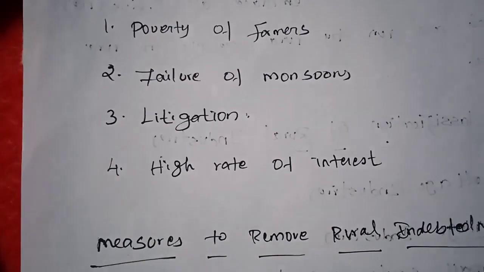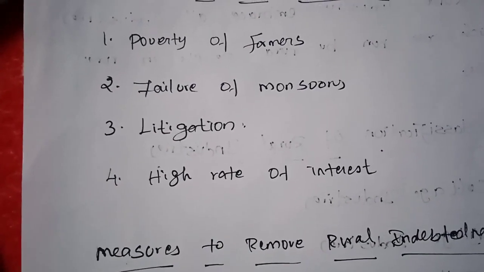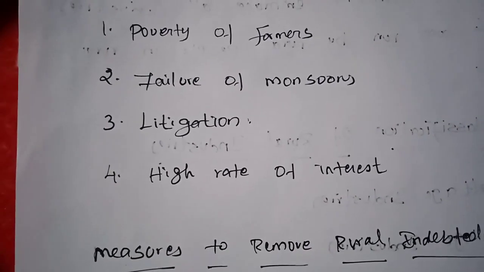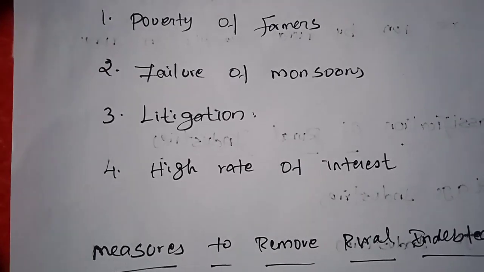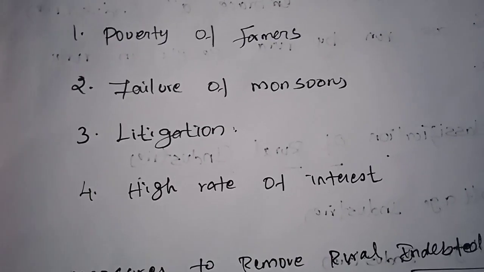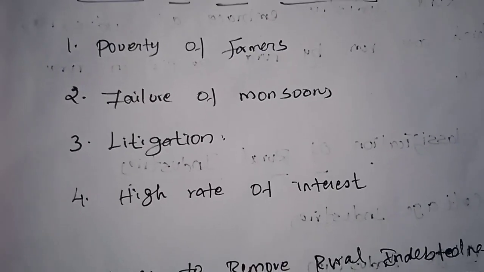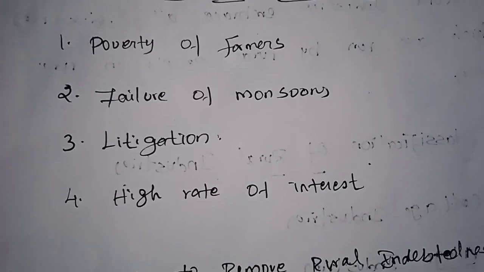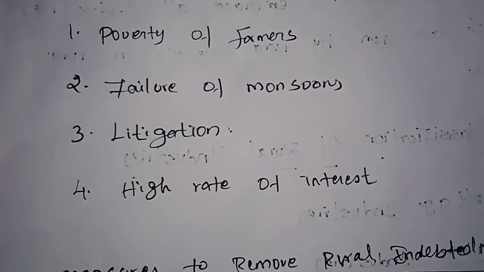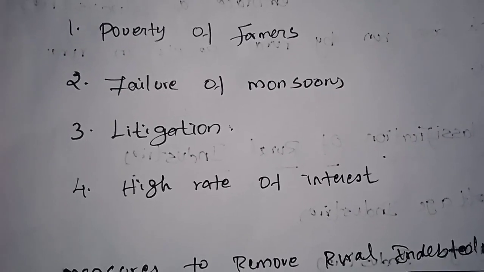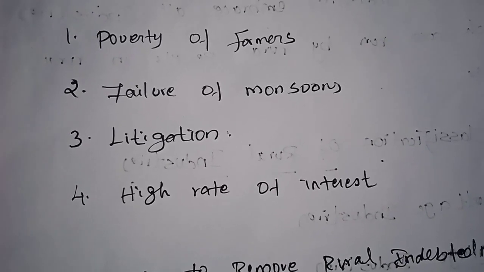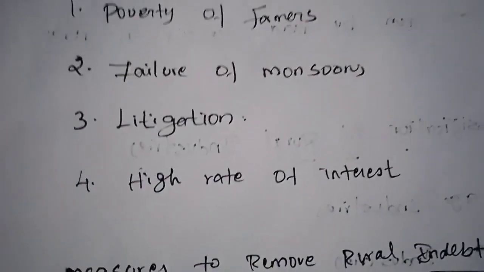Next is litigations. Due to land disputes, litigation in the court compels them to borrow heavily. Being uneducated and ignorant, they are caught in the litigation process and drain away their savings and resources. If the local money lenders or the financial institutions file complaints in court, the farmers have to obey the order of the court, and they can never ignore the order of the court.